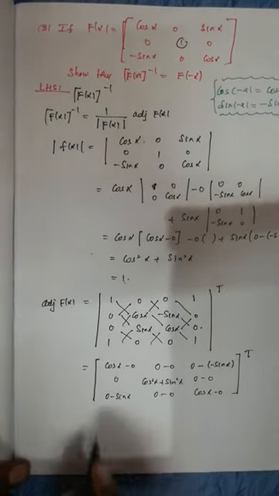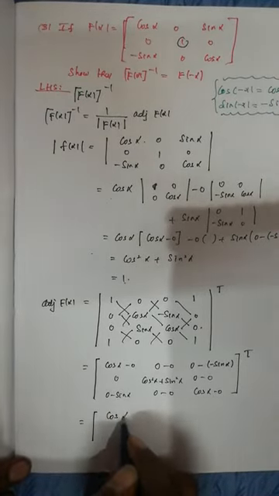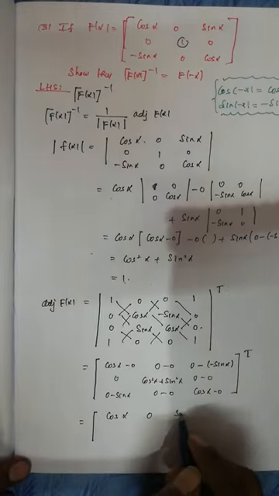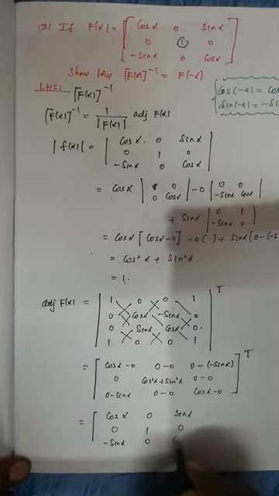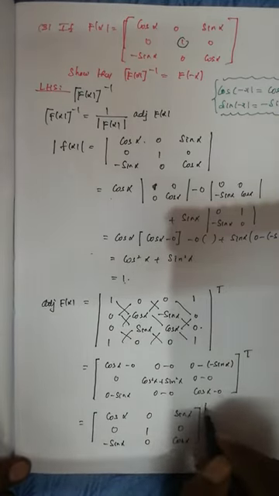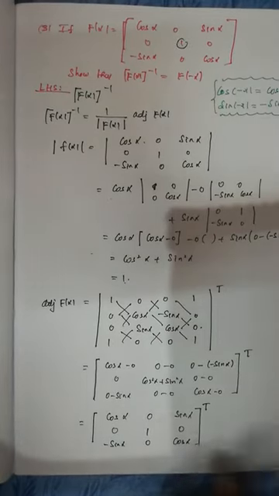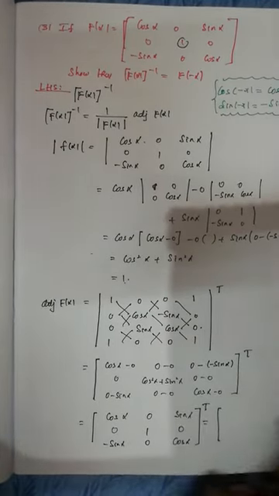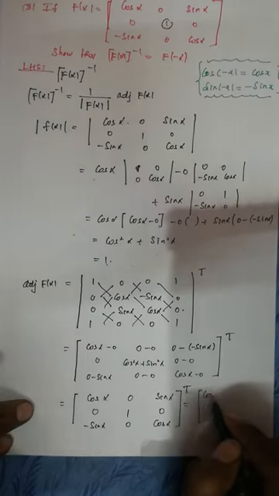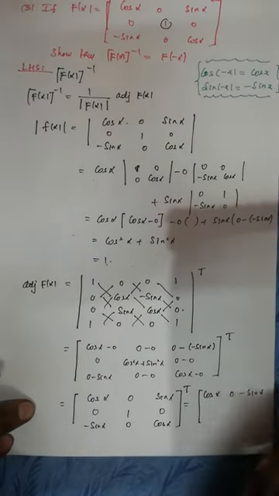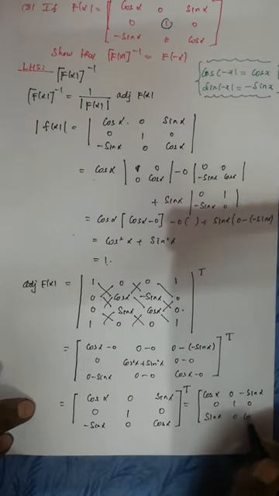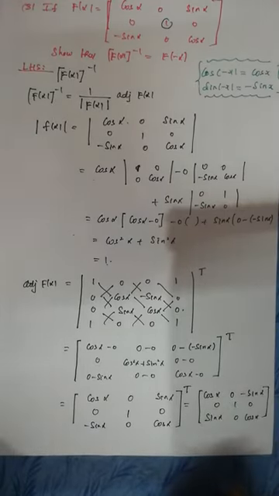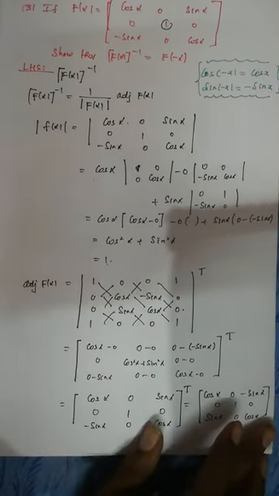So I have cos alpha 0 sin alpha 0 1 0 minus sin alpha 0 cos alpha transpose. So after applying transpose, I have the adjoint as cos alpha 0 minus sin alpha 0 1 0 sin alpha 0 cos alpha. So this is the adjoint of the following matrix.